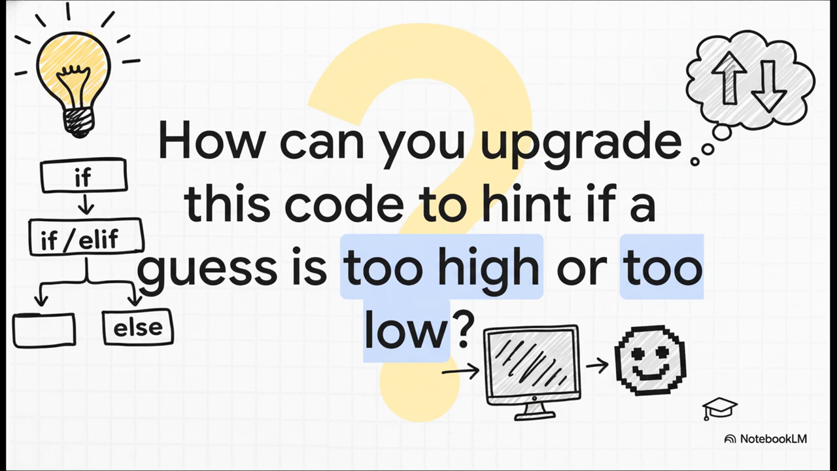So here's your challenge. How would you use what you've just learned to upgrade this code so it tells the player if their guess is too high or too low? Think about it, give it a shot, and start making your code a little bit smarter.